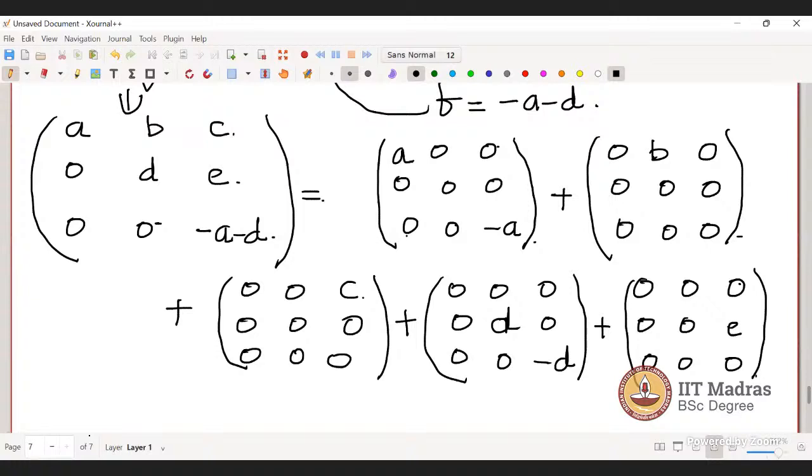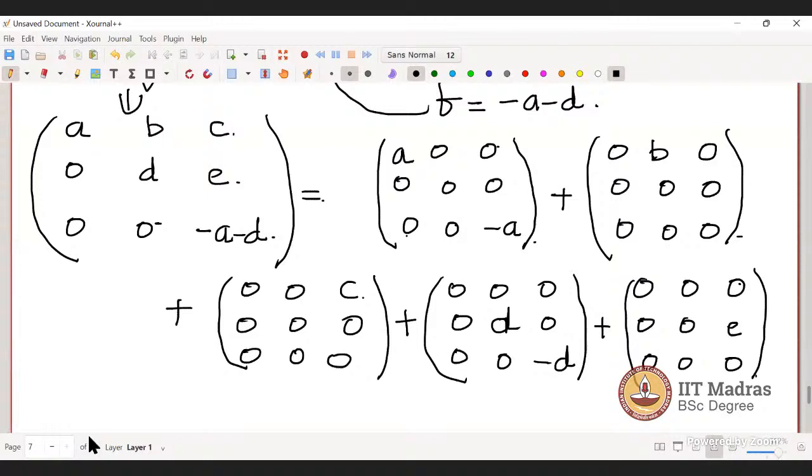Yes, sir. So this is my point, sir. Generally, if we suppose this is a 3 cross 3 matrix, then if you go by the dimension rank, a 3 cross 3 matrix cannot have a rank more than 3. Yes, sir. But when we are going for the dimension, we're getting 5 dimensions.